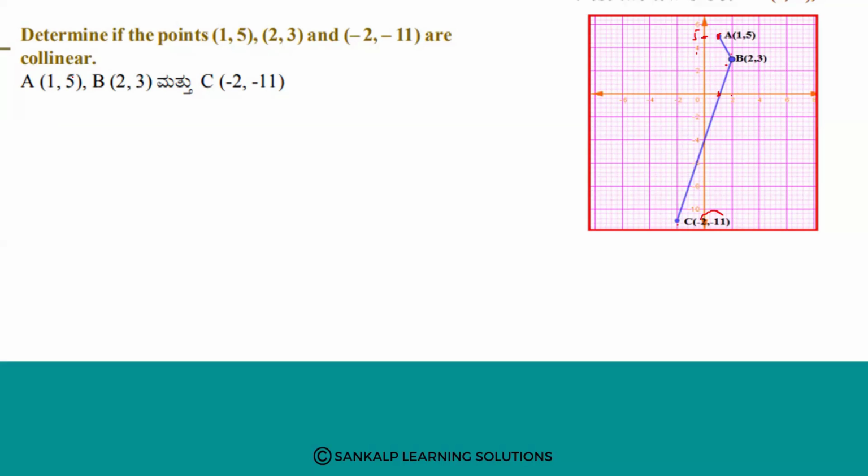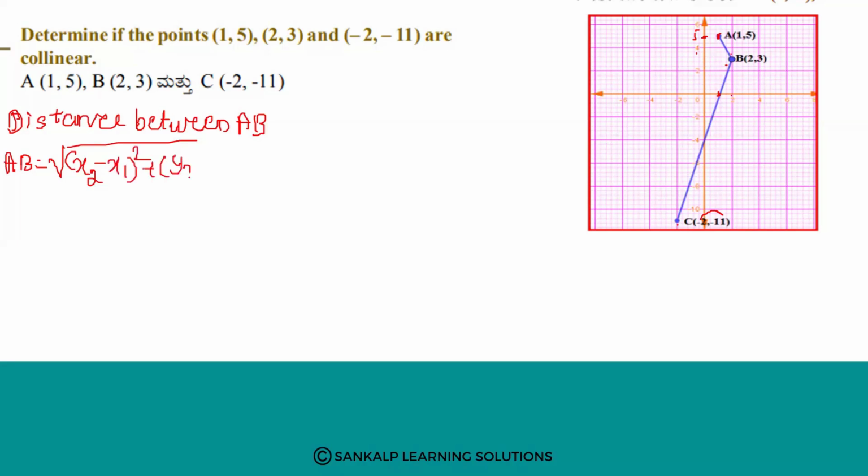For that, what are you going to do? First, find out the distance between AB, BC and AC. So we'll see the distance AB. AB is equal to square root of, what is the distance formula? (x2 minus x1) whole square plus (y2 minus y1) whole square. When you consider A and B, this is x1, y1 and this is x2, y2.